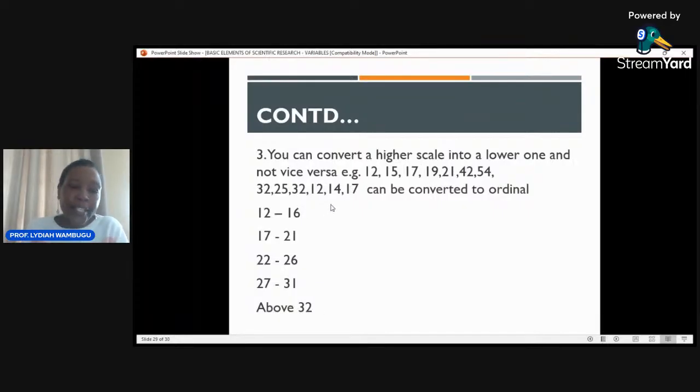So I can start telling how many are between 12 and 16 years. We have this one, and we have the one of 12, and we have 14. So I have 3 people. You know, how many are between 17 and 21, etc. But I cannot take this ordinal one and take it back here. So I cannot convert categorical to continuous, but I can convert continuous into categorical.